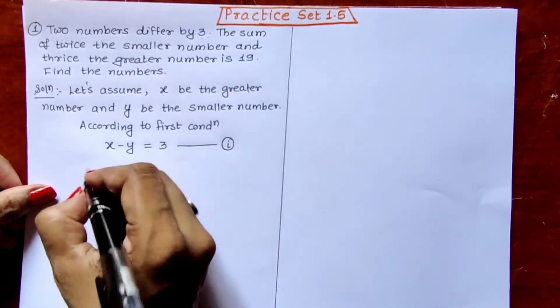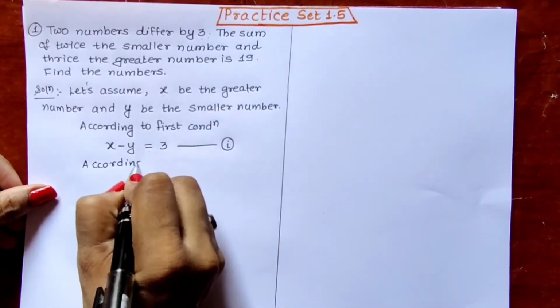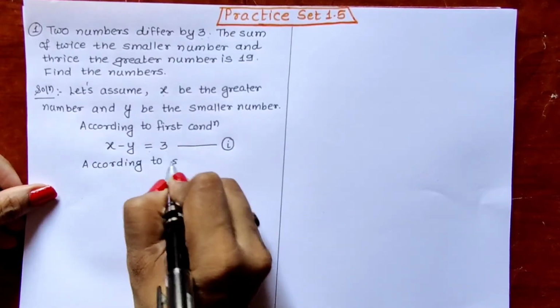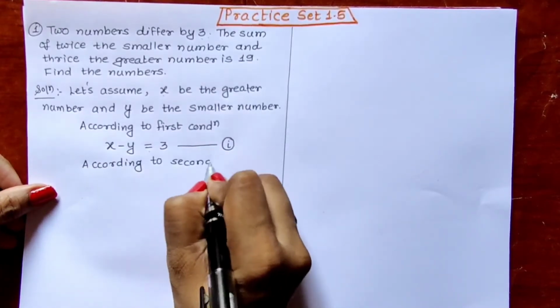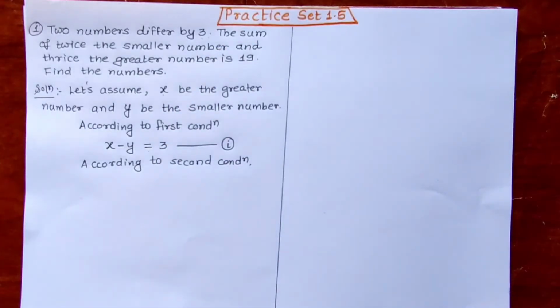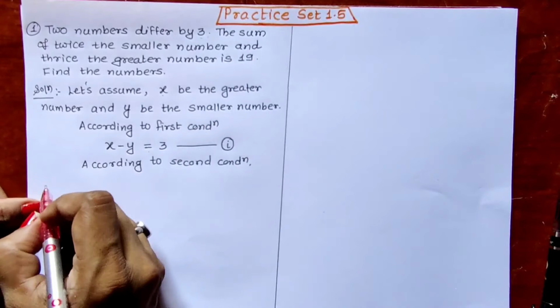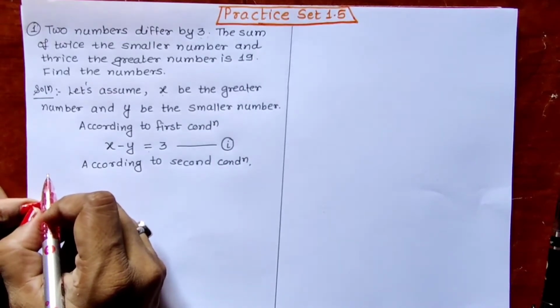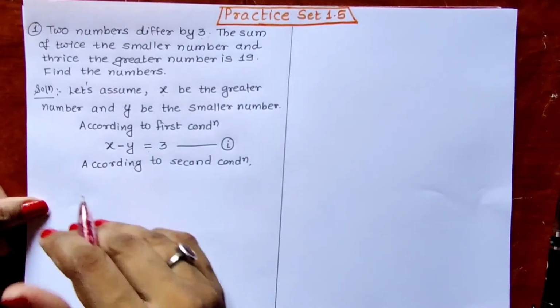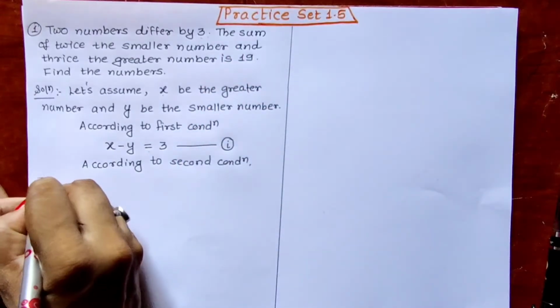Now according to the second condition, let us see what the second condition is. The second condition is given in the second sentence. Okay, so two sentences are there, and we have two conditions. So this second sentence I am going to write here. You don't need to write it in the solution. I am writing it so that I can explain properly.